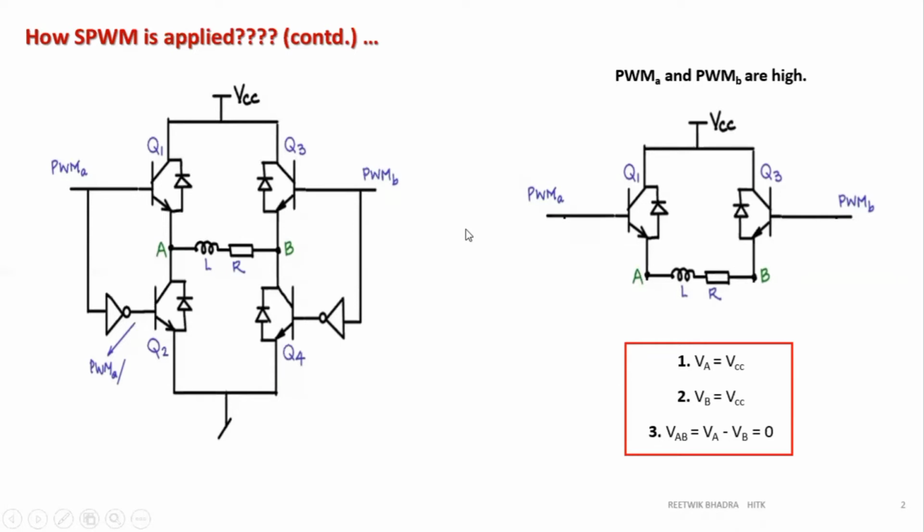Now, if PWM A and PWM B are high, obviously PWM A bar and PWM B bar will be low.